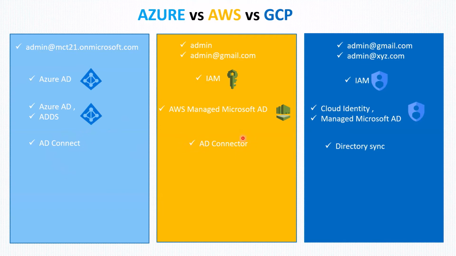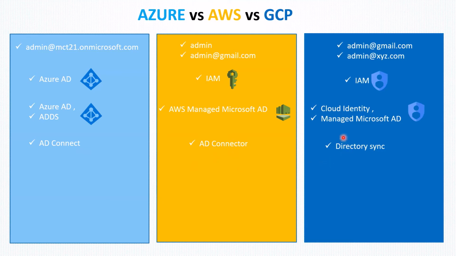Here in AWS, there is no such service used for sync, but they have a service called AD Connector. It works as a proxy. If I have an application running inside AWS, and that application has a requirement to connect to the on-premises AD, in that case I can use this AD Connector to connect to the on-premises AD.